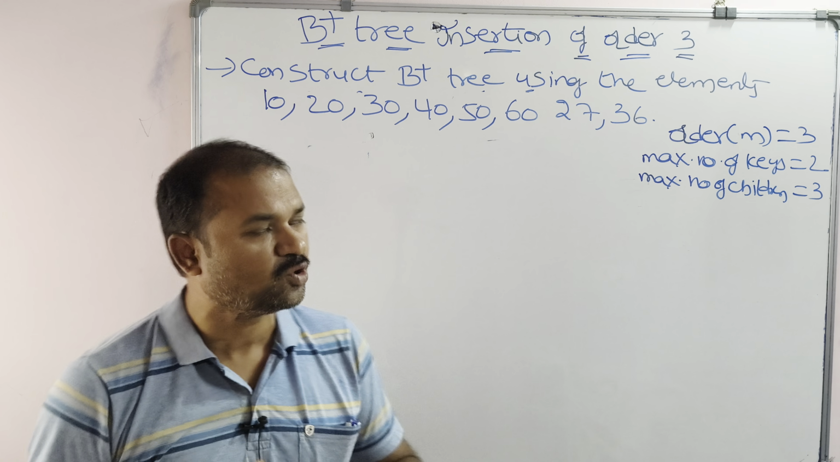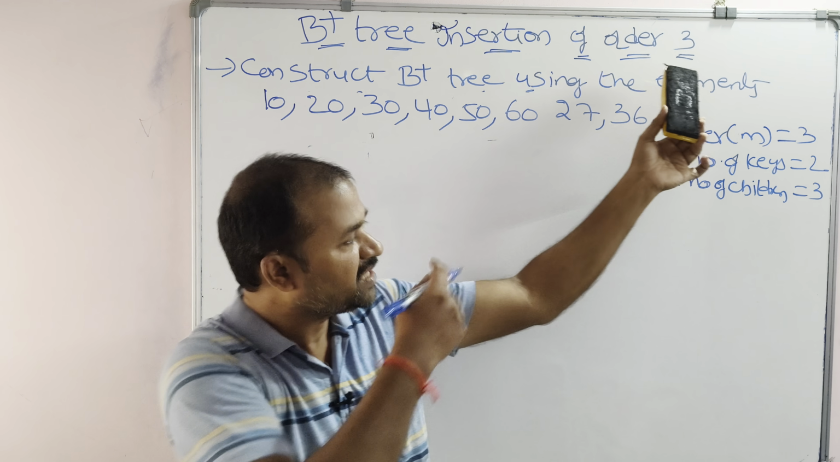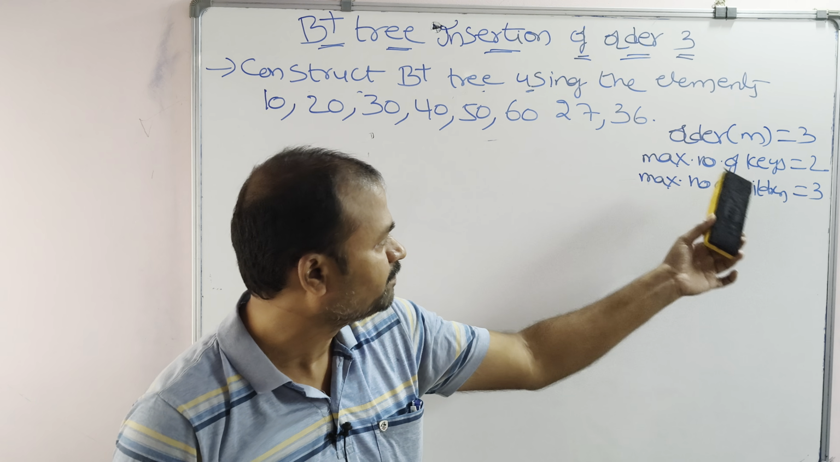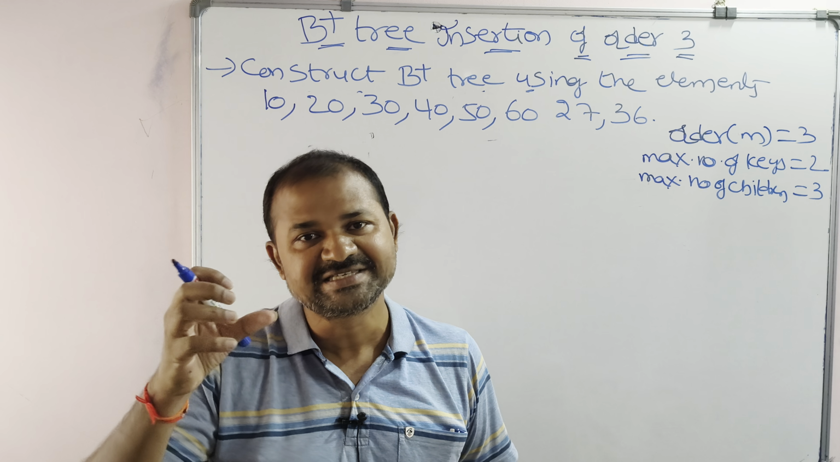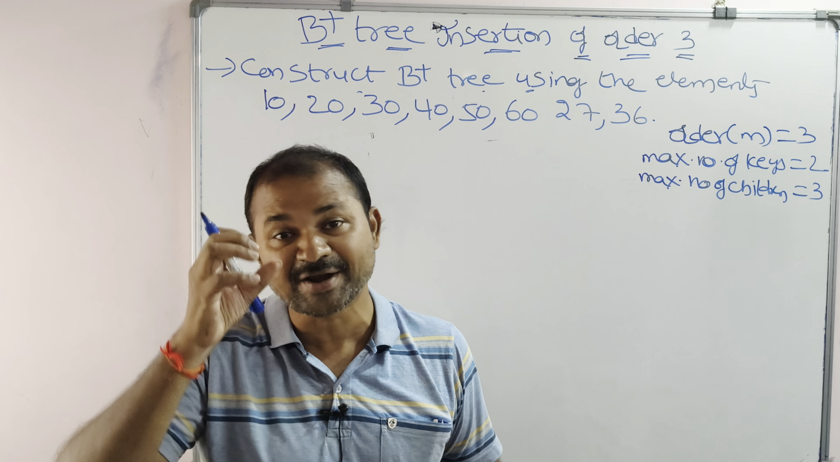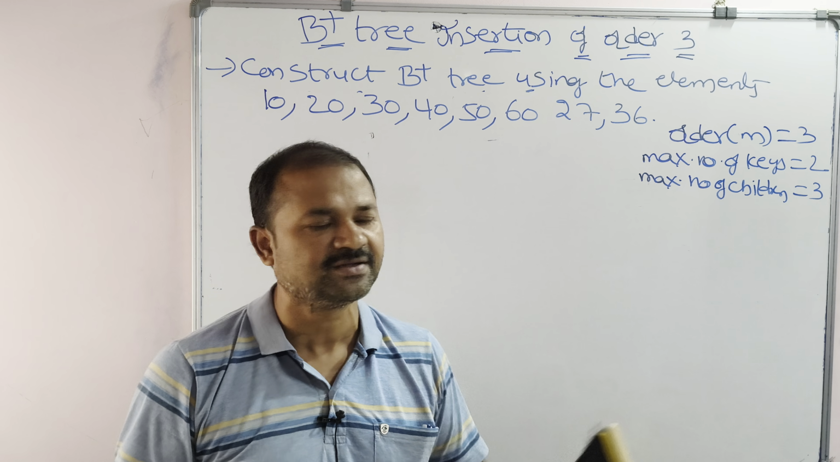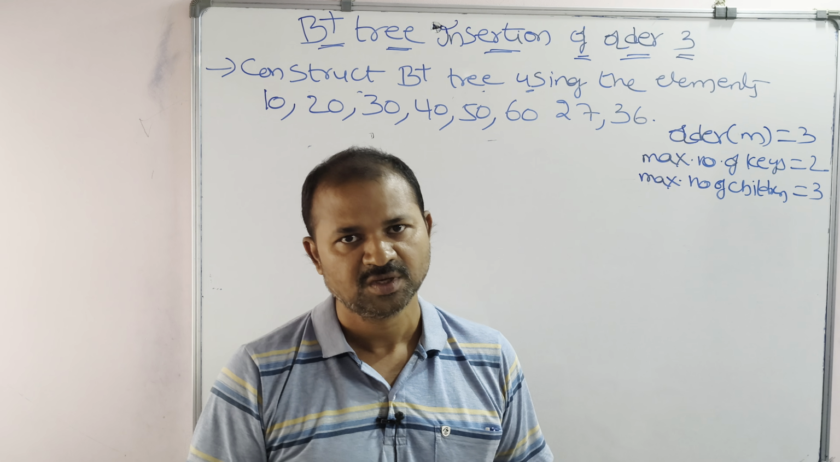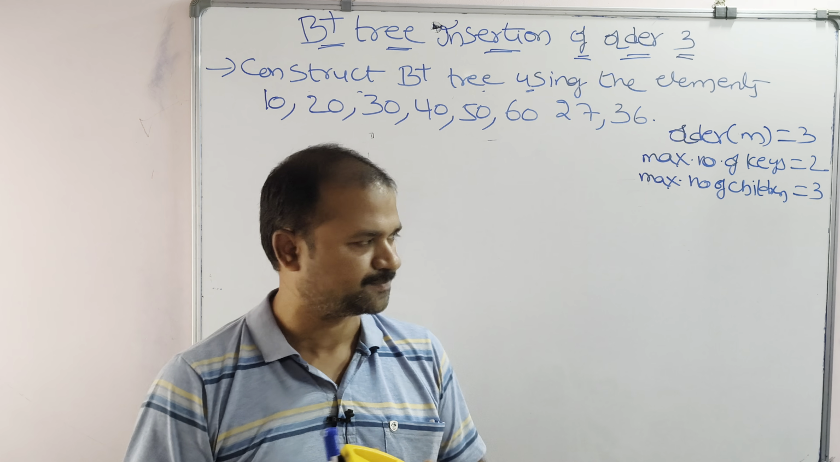Let us discuss B plus tree insertion. Here the order is given as 3. Order m equal to 3. So the maximum number of keys per node is m minus 1, that is 3 minus 1. So the result is 2. So per node maximum we can store 2 keys.